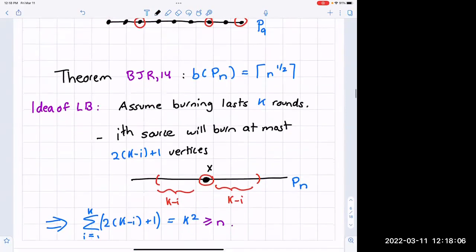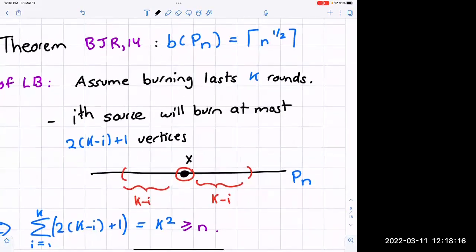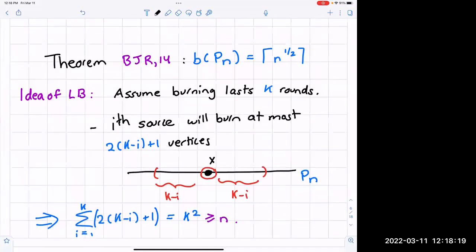So assume that your burning process lasts k rounds. k is some positive integer that we don't know yet. Now, if you look at what happens with sources, here I have a figure with source at x. Think about what the balls look like. They're just intervals, right? And if I choose the ith source, to the right of it, you're going to burn k minus i vertices, and same at the left, right? Just these closed neighbor sets around x. So you're going to have 2 times (k minus i) plus 1 vertices burned, right?